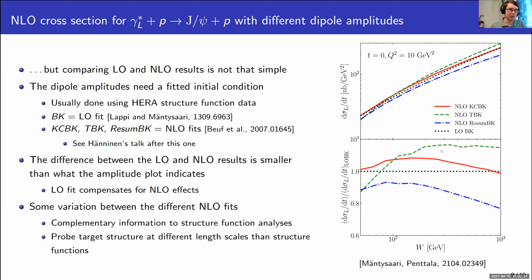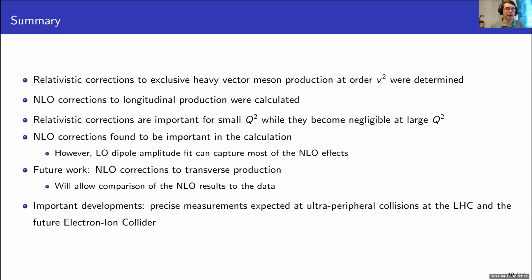We found the relativistic corrections are important for small q squared, but they become pretty much negligible at large q squared. We also found that the next to leading order corrections are significant, but the leading order dipole amplitude fit can compensate for most of these next to leading order effects.